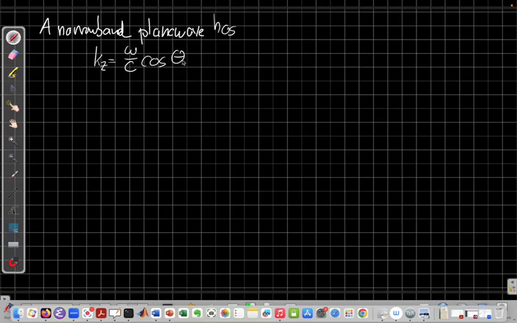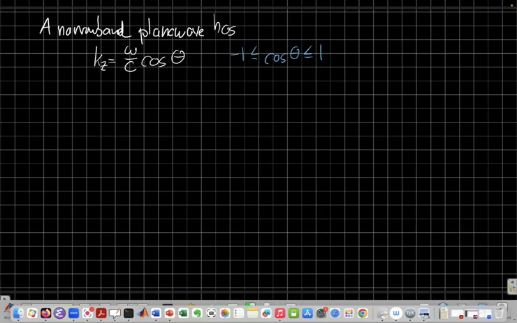One of the lucky places that happens for us is that any band limited time signal is going to be band limited in spatial frequency as well. And the reason is this formula, omega over c. If we're saying there's a maximum value of omega, or particularly if we're thinking about a narrowband case where there's a single omega, we can use the fact that cosine is also limited. We know that cosine will be between plus and minus 1. So that tells us k sub z is going to fall between minus omega over c and plus omega over c.